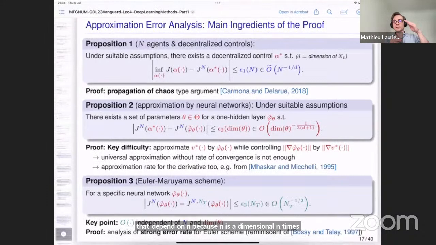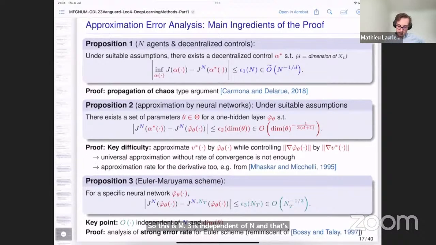D is the dimension of one particle. So n times d is the total dimension of the system. If you use Euler's scheme naively, you are going to get constants depending on this quantity. And you don't want the constant to depend on n, because later you want n to go to infinity, or you want n to be very large. So basically, you have to reduce the proof by hand, but thanks to the symmetry in the system, you can get an approximation which is independent of n. So this epsilon 3 is independent of n, and that's one key technical point.